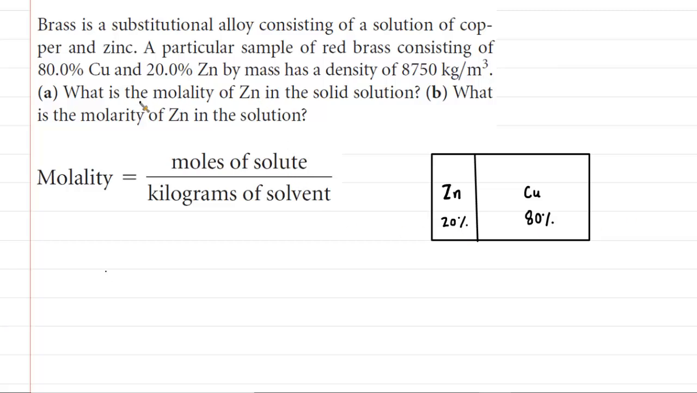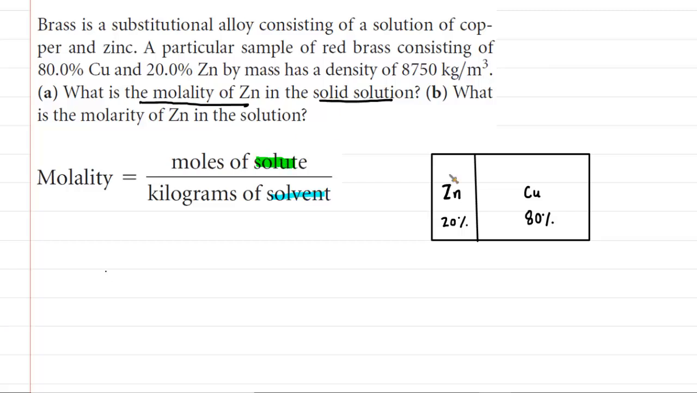In part A, we must determine the molality of zinc in this solid brass solution. We know that in general, molality is equal to the moles of solute divided by the kilograms of solvent. What we would want to do is figure out which component of the solution is considered the solute, and then which component is considered the solvent.